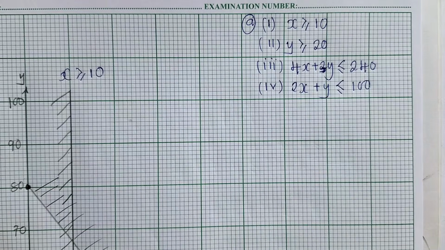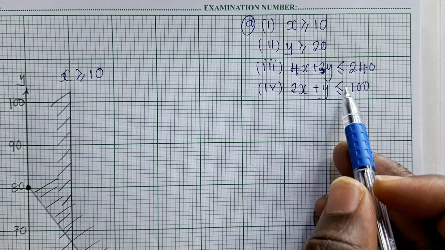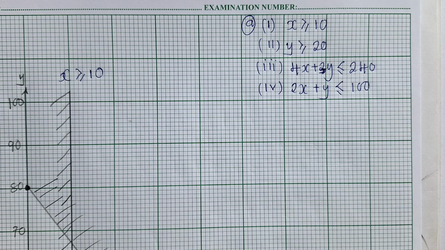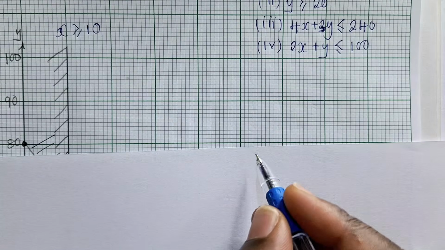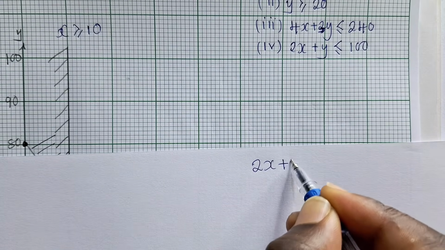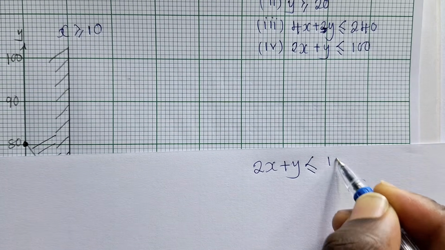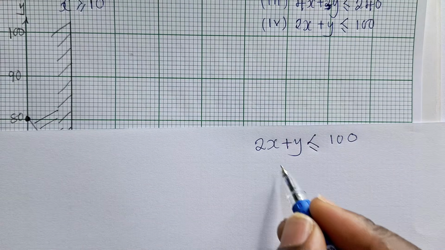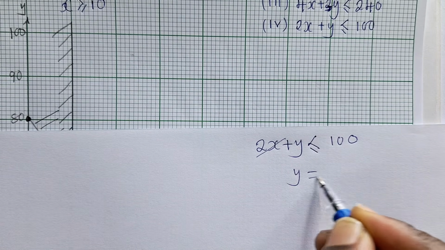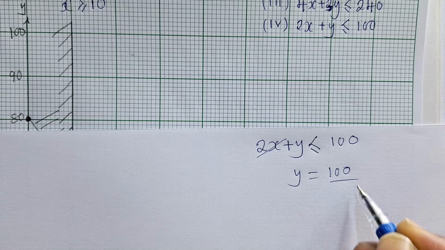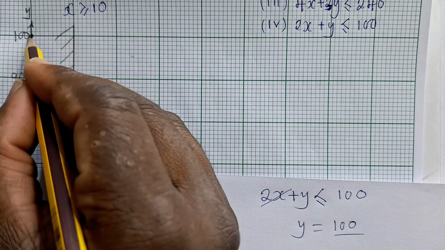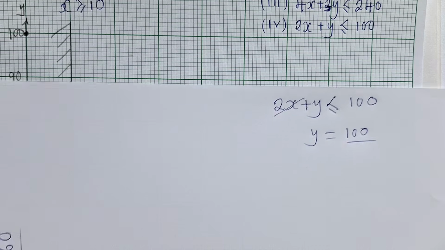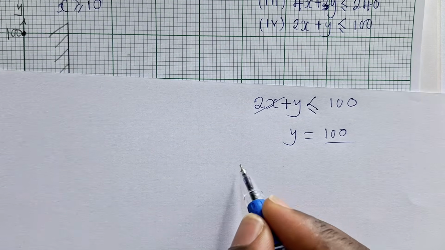The next inequality here is 2x plus y is less or equal to 100. So for this one, we know, of course, that on the y-axis, like we did with the previous one, okay, so this is how it was. So we shall say, okay, we ignore this. Where is it passing on the y-axis? It's at 100. So we know where 100 is right over here. We now find where it's passing on the x-axis.